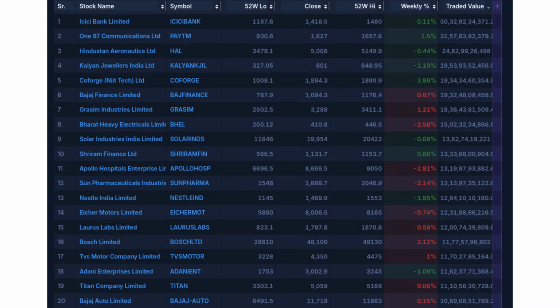Now here is the list of stocks that are nearing 52-week high. I would personally keep these in my watchlist and would buy on dips whenever I get a chance of investing in them, and I would also do stock picking in these stocks.